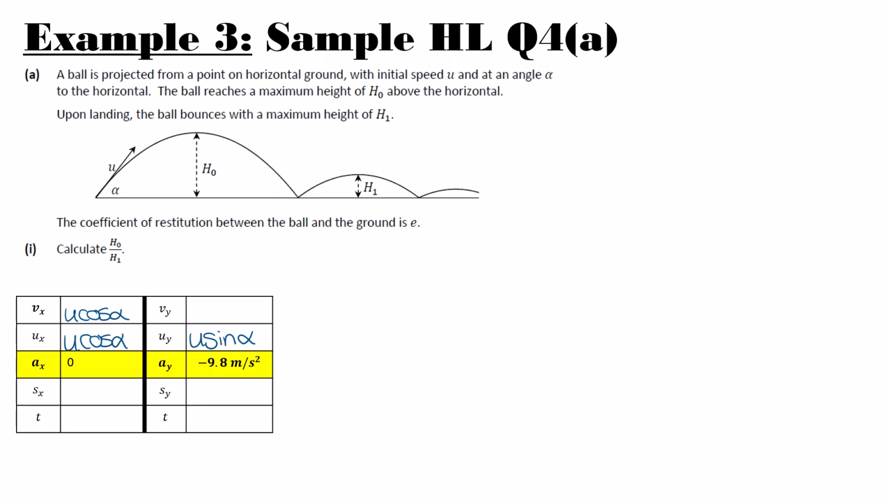So what we want is to find the velocity when it lands, and we're focusing on the y direction because we already know our x direction. When it lands, Sy is 0, so we're looking for Vy.